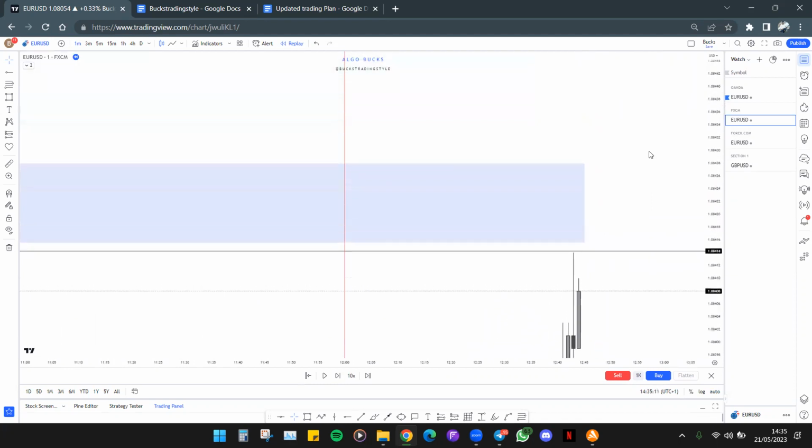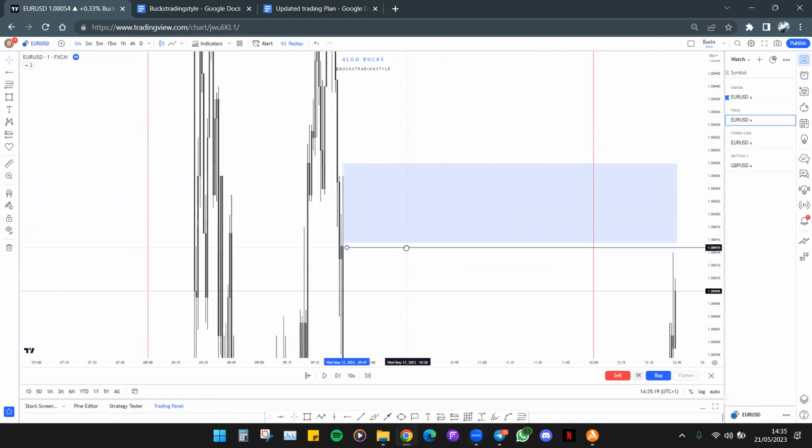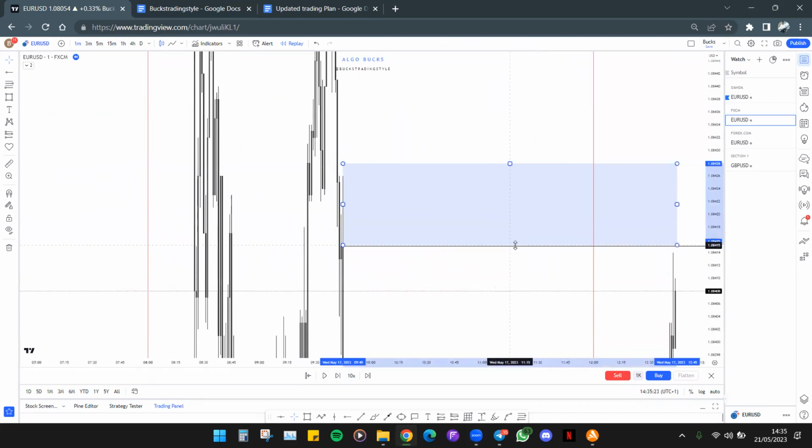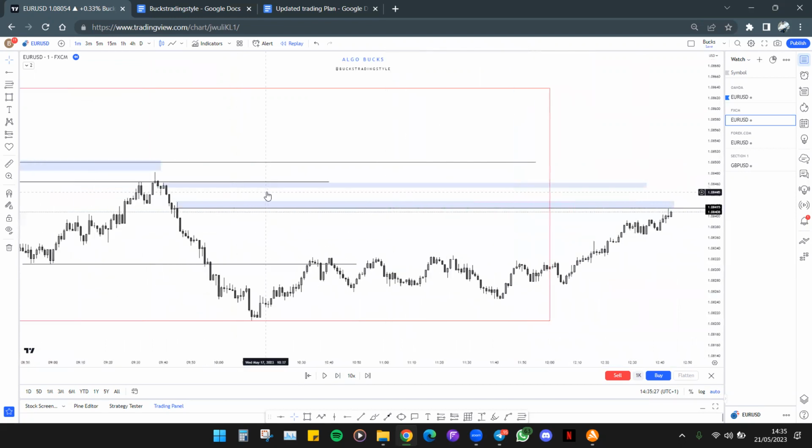They didn't mitigate it. Almost mitigated. Not yet. Almost, yeah. But I think on some brokers, that would be the mitigation right here. Almost mitigated, but did not. The price came to our MSU POI, but no mitigation.